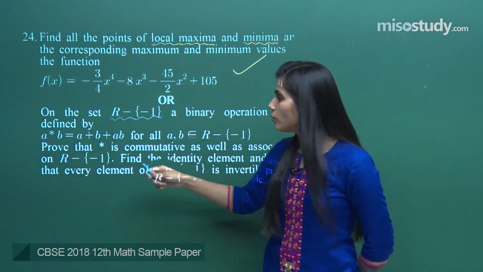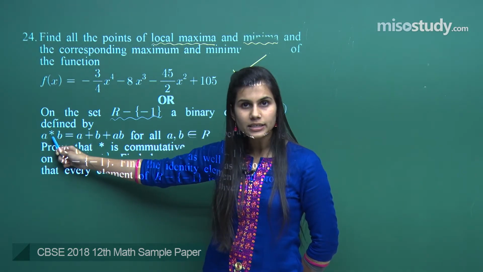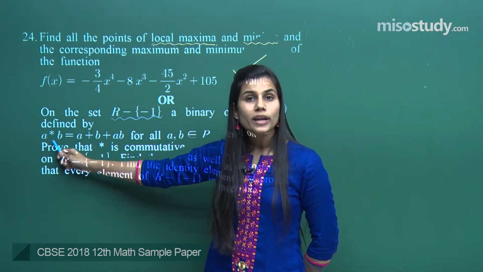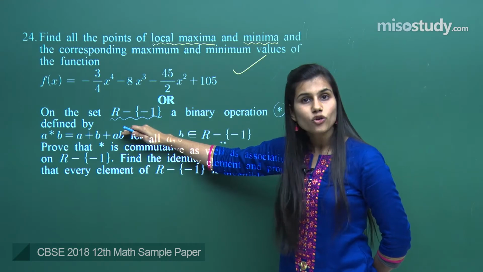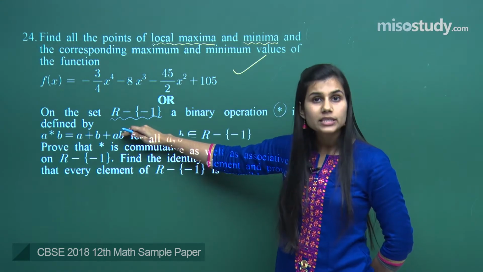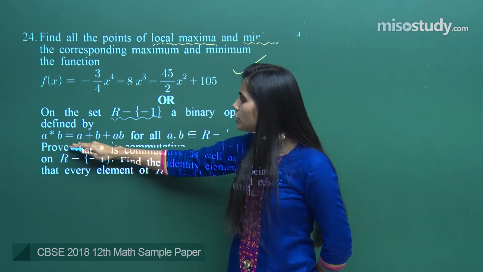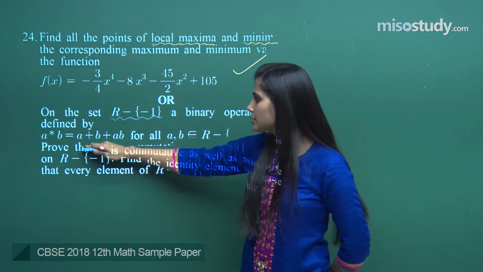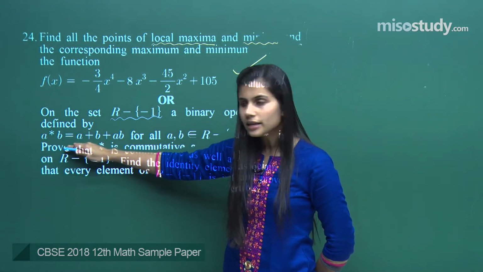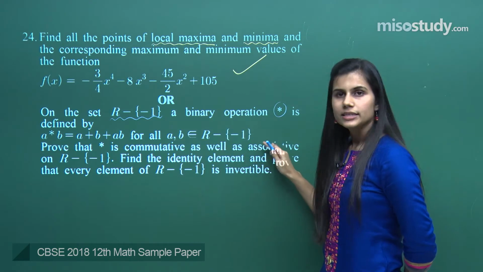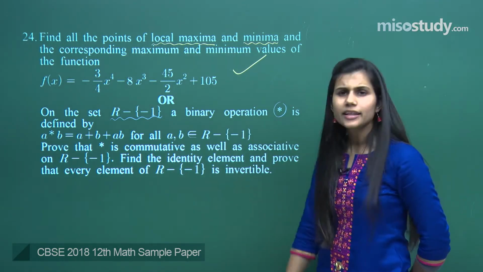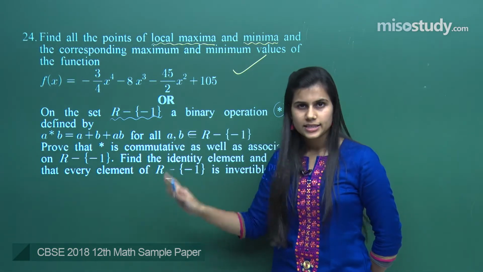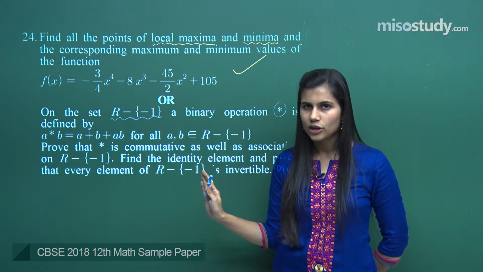The only confusion was how this star is defined. So A star B, whenever two terms from this set are operated with the help of this star, the output is obtained like this: A plus B plus AB, for all A, B in this set. What is it then that we have to show? This is a set, and this is how the elements are operated.